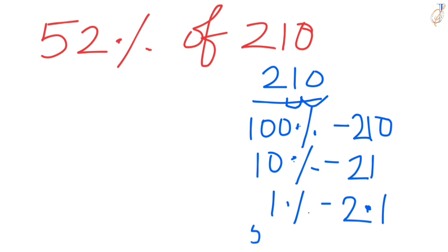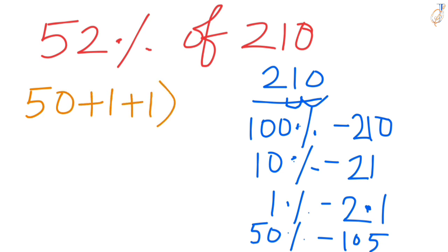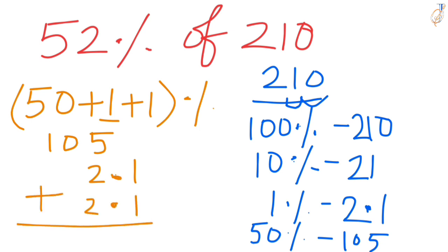And then 50% is half of 210. What is half of 210? 105. Using these values, you can simply find 52% of 210. This 52% you can write as 50 plus 1 plus 1 percentage. 50 percentage is 105, then 1 percentage is 2.1, then again 1 percentage is 2.1. If you add all, you will get 109.2. So 52% of 210 is 109.2. Like this, you can simply do it much faster.